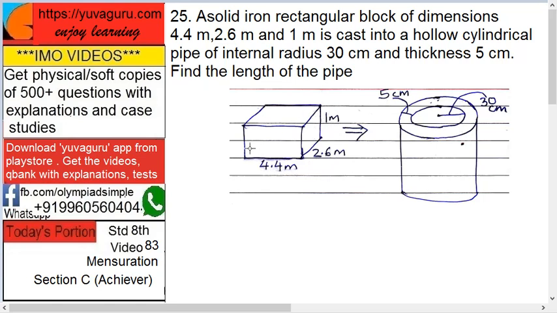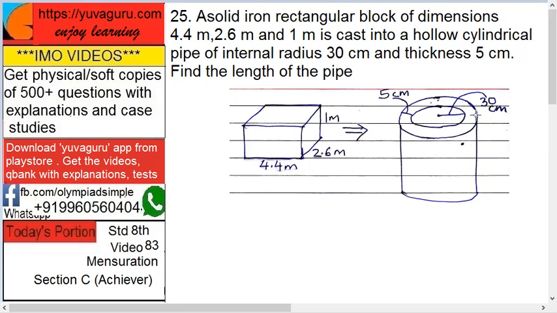Now this is a metal. It's filled metal. It's not a hollow one. Now what we do? We melt this and make a cylinder out of this. Now this cylinder is hollow from inside. It has a thickness of 5 centimeters and the internal radius is 30 centimeters. So external will be how much? 30 plus 5, 35.